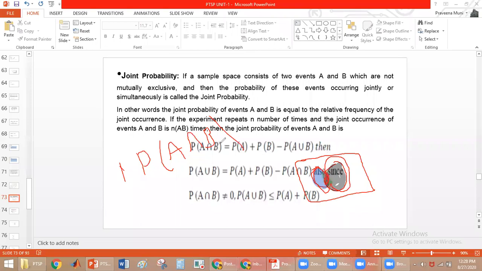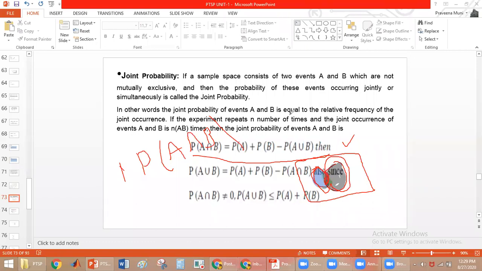So the probability of A intersection B is given like this. This is defined from the Venn diagram. Using the Venn diagram, we can show the probability of A intersection B. We have already discussed this, no? When we discussed the proof of identities, we showed that the probability of A intersection B is equal to the probability of A plus the probability of B minus the probability of A union B.